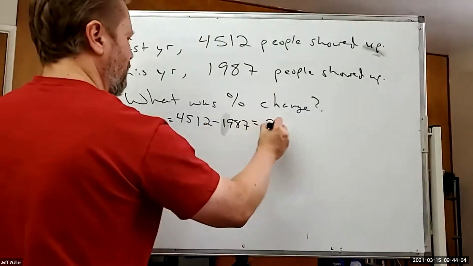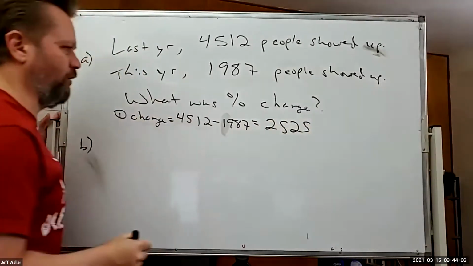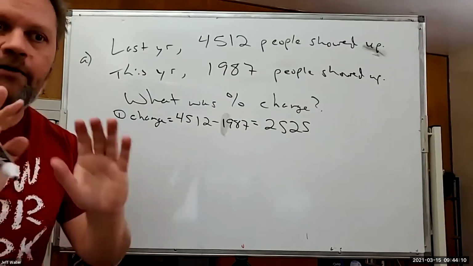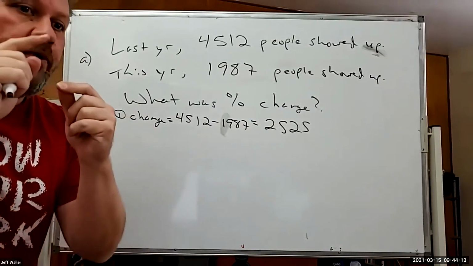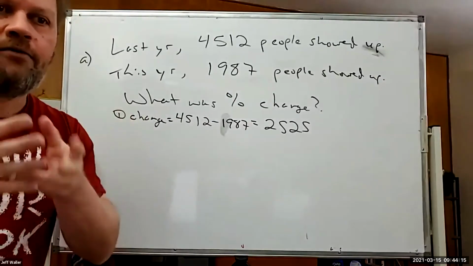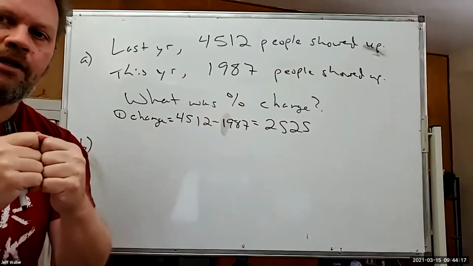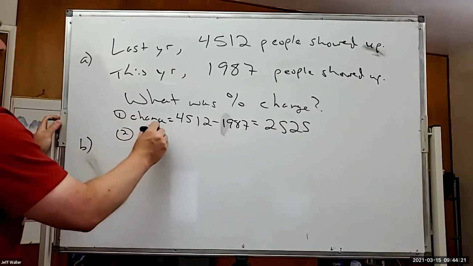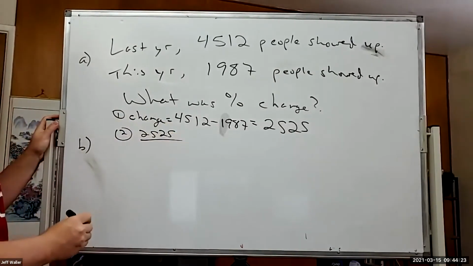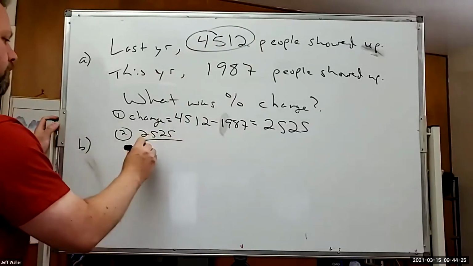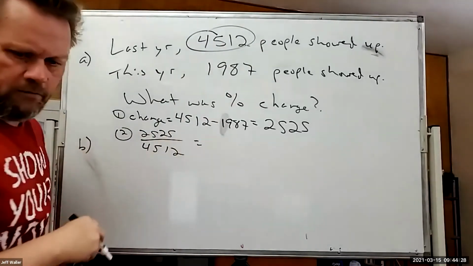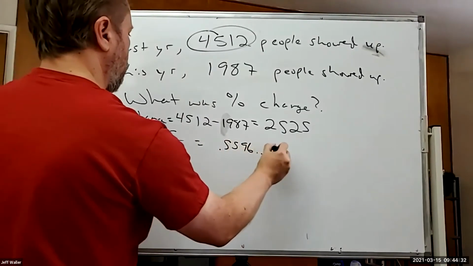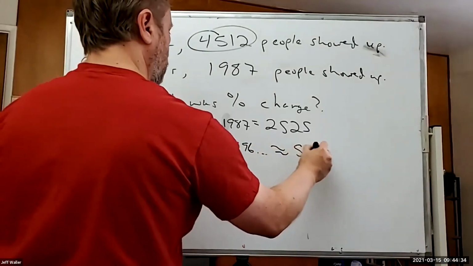25. So I want to know the percent change. So I first figure out the change, and then I'm going to divide that by what? By the original. And that does give you 0.5596, blah, blah, blah. So I can approximate that to be 56%.